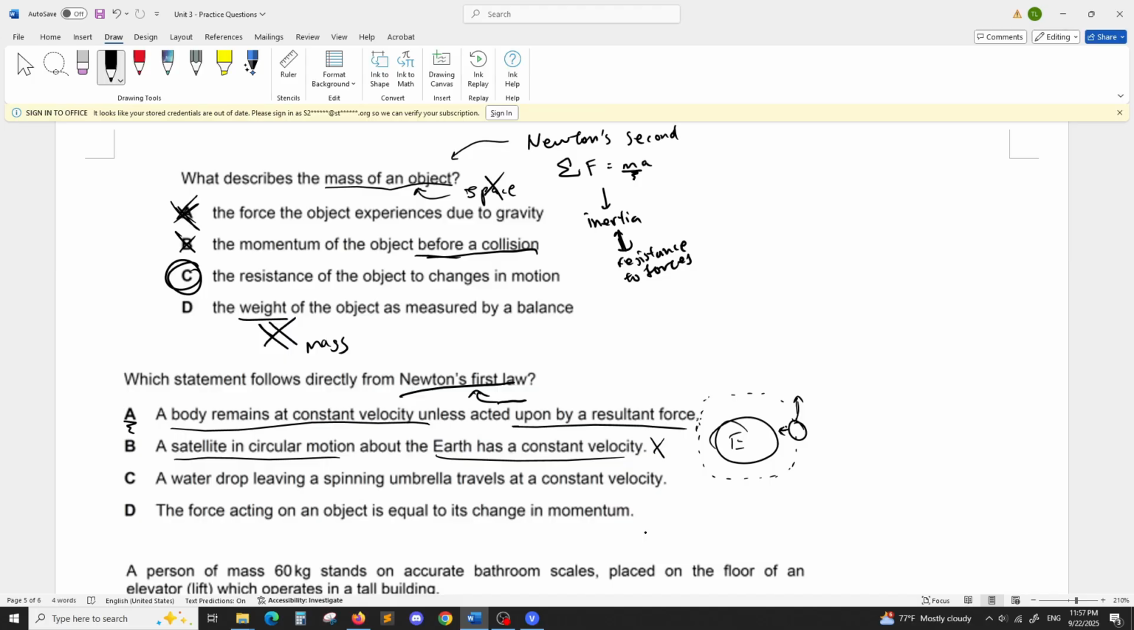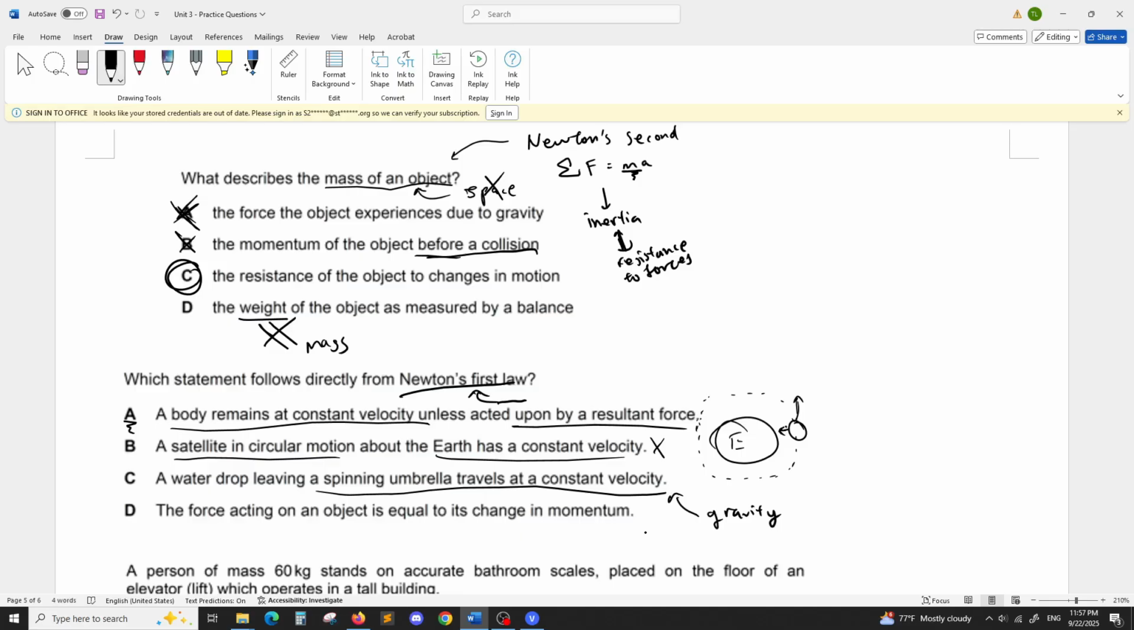A water drop leaving a spinning umbrella travels at constant speed. Okay, so this is incorrect because stuff doesn't fall down on Earth at a constant velocity. This is because of gravity, and gravity will always accelerate stuff down. And the force acting on an object is equal to its change in momentum. No, I don't think so.